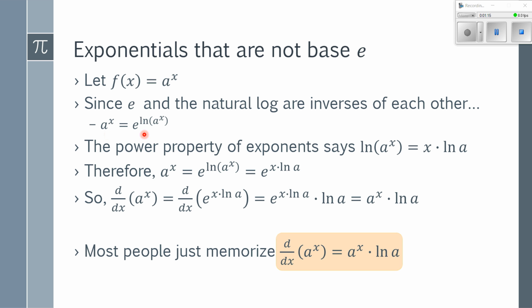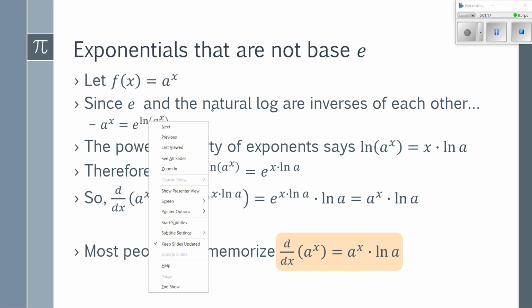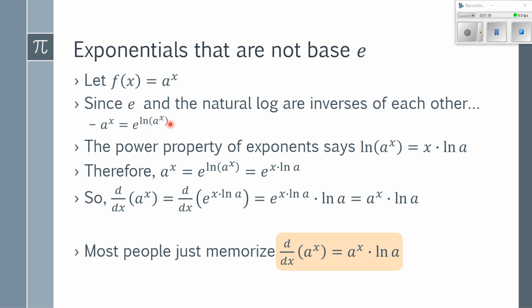We're unsimplifying it. But then we have a power property for logarithms that says that if I'm doing the natural log of a to the x, the exponent inside can come down in front of the natural log. So my a to the x, which is e to the natural log of a to the x, is the same as e to the x times the natural log of a. But then the natural log of a constant is still a constant.